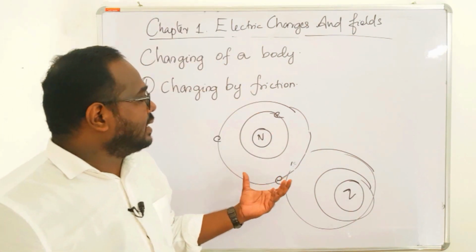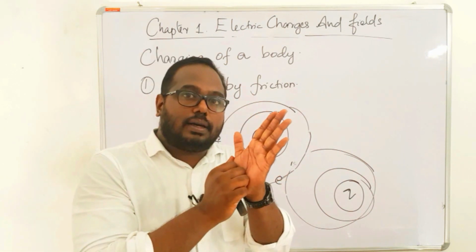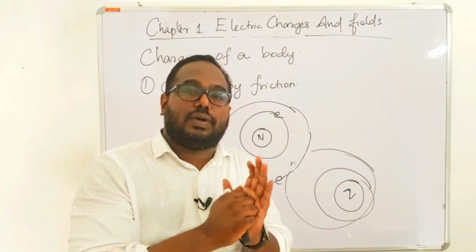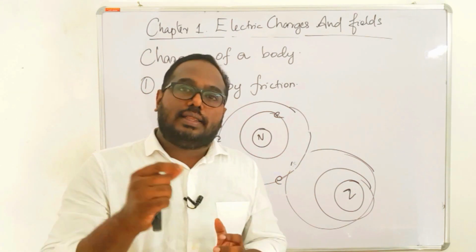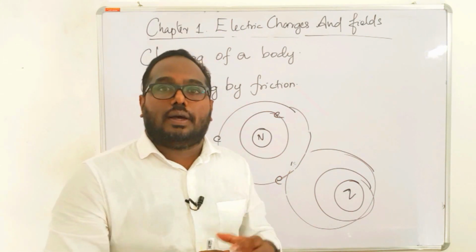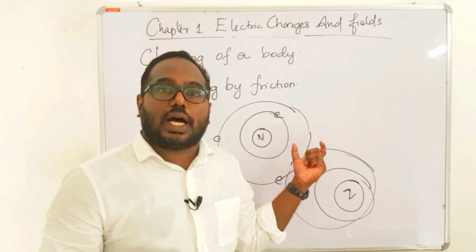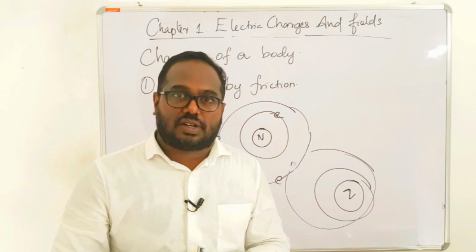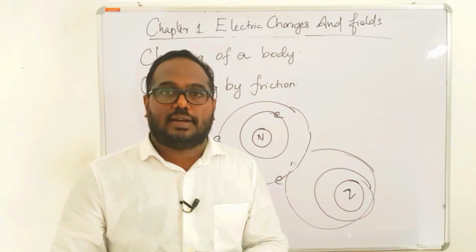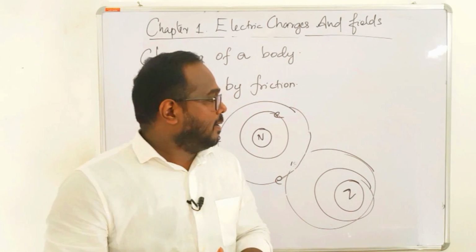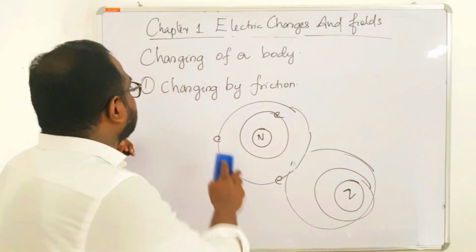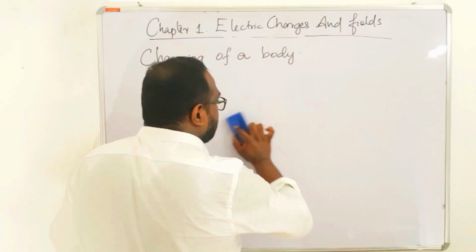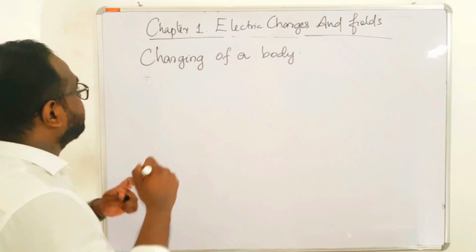So the method of rubbing one material over another creates an accumulation of net charge on the surface. That method is called electrification or charging by friction. Frictional electricity, static electricity, we can say like that. Then, next is charging by conduction.